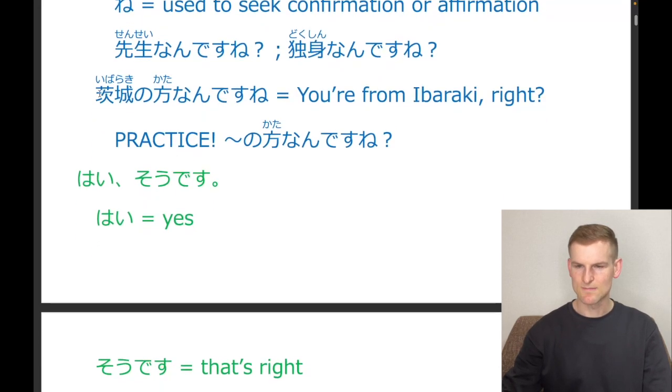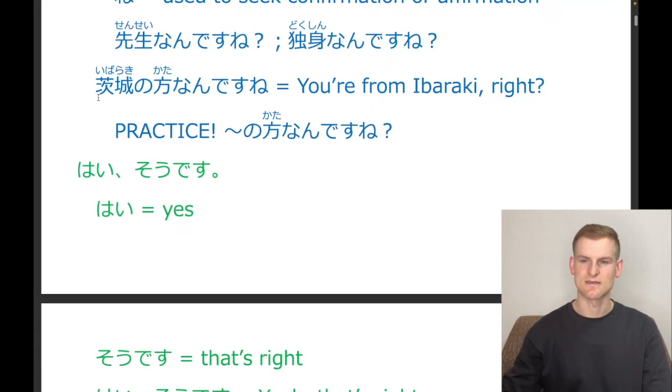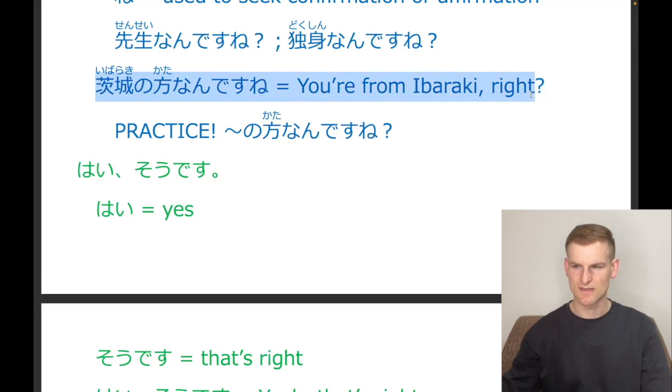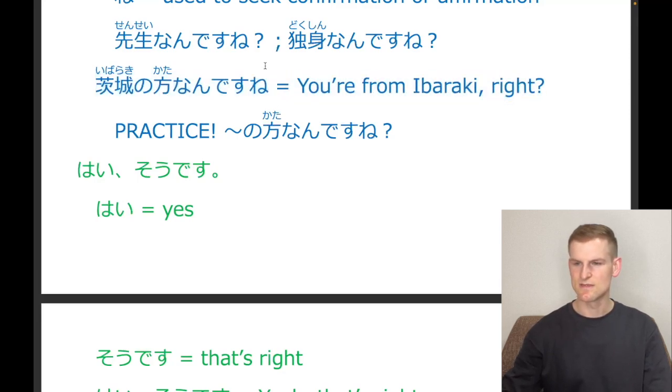Okay, in this case, I'm saying Ibaraki no kata nan desu ne. So you're from Ibaraki, right? And the reason I'm saying it this way is because before I started the interview, I actually talked to him a little bit and I learned that he was from Ibaraki. So I was just kind of drawing that information out of him one more time for the sake of the interview. So, Ibaraki no kata nan desu ne.